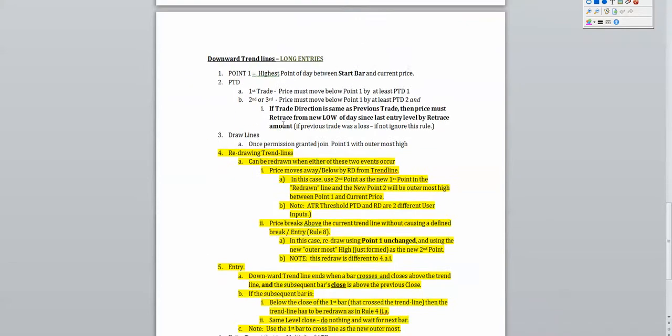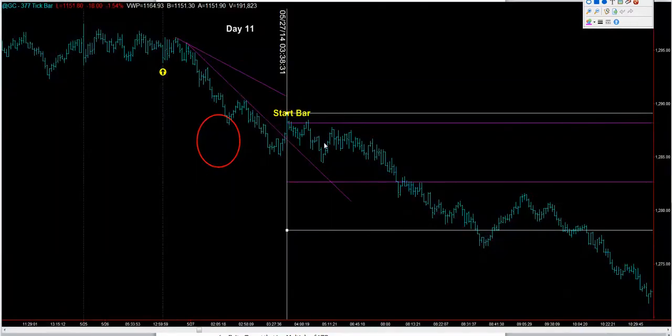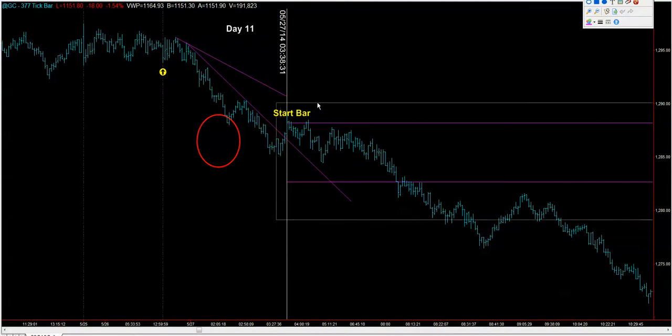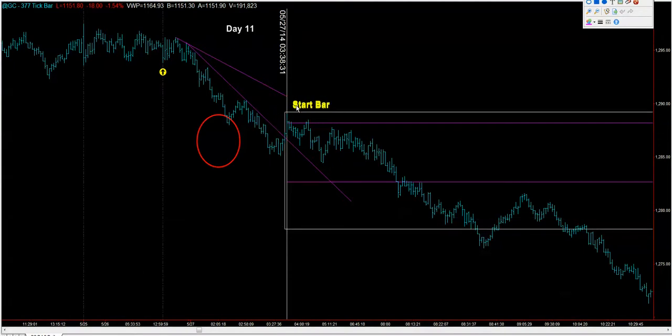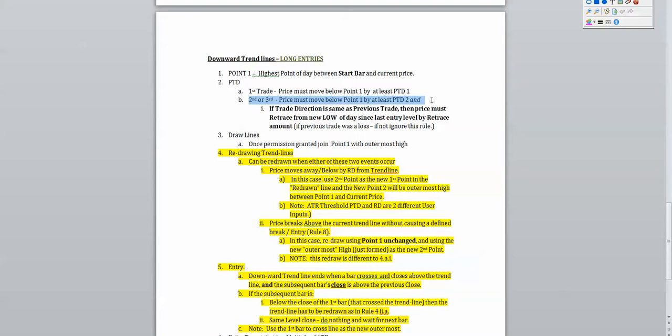On the second or third trade, price must move below 0.1 by at least one PTD, by at least PTD2. And so we've got the first part. It's moved below 0.1, which in this case happens to be the same as the start bar. Remember, the 0.1 is the highest point between start bar and PTD criteria met. In this case they were both the same. So that first part has been checked.